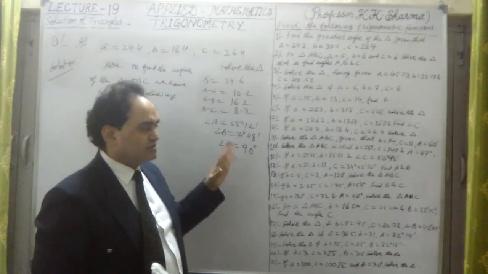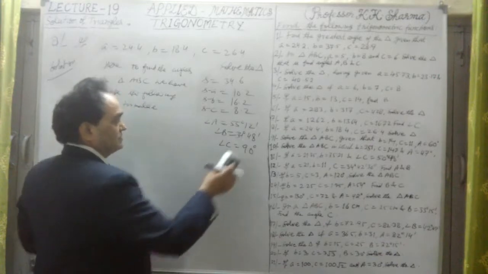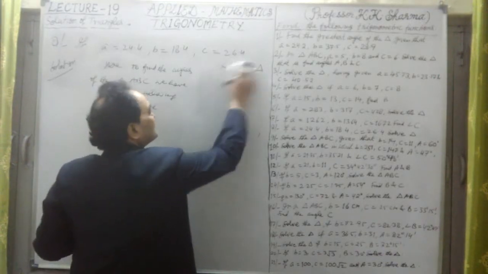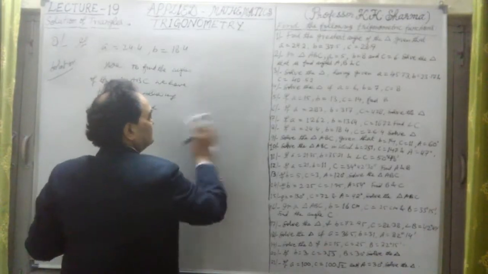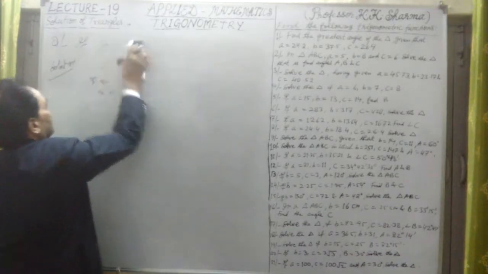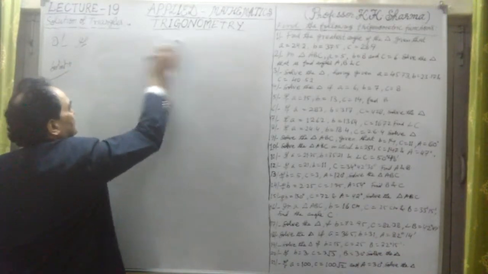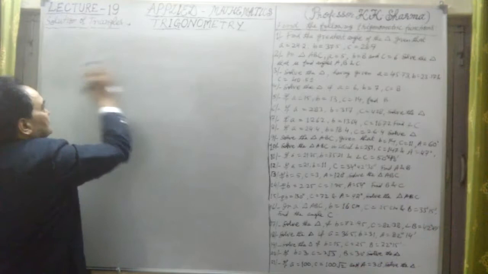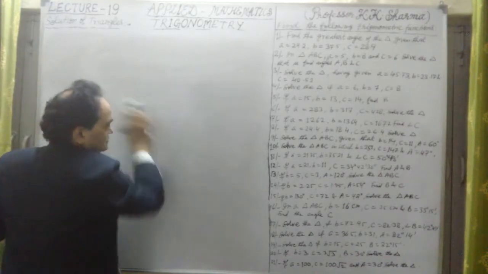Sides are given, angles are not given. We are continuing with the first type of triangle, when three sides are given. Then the second type, third type, and fourth type. Let me solve all these questions.